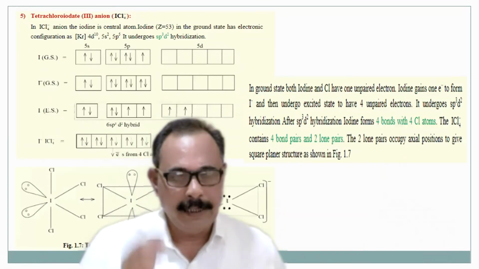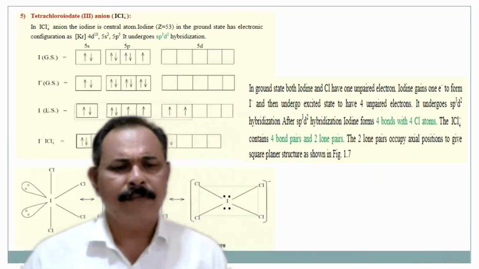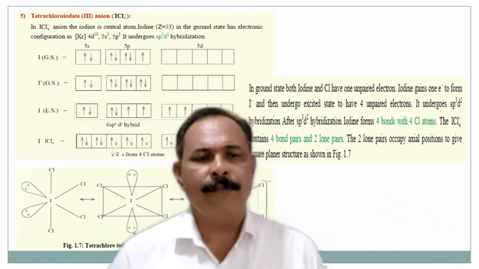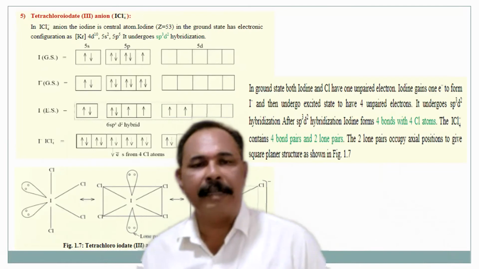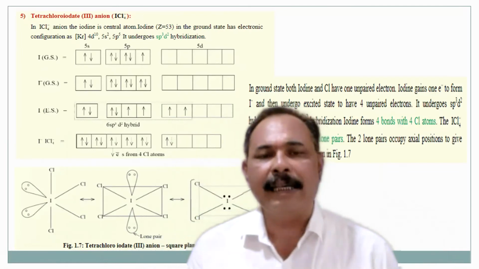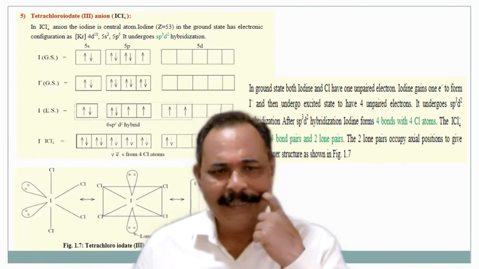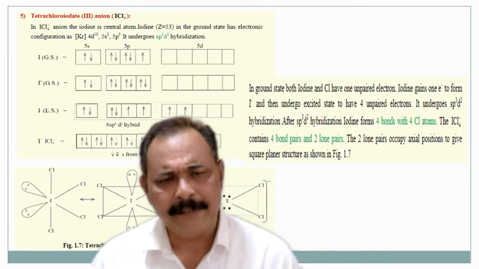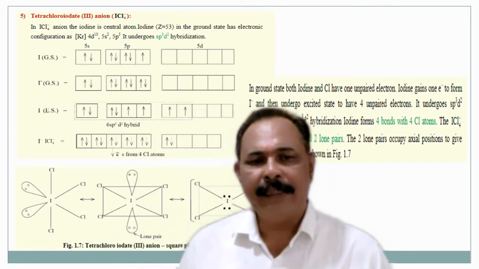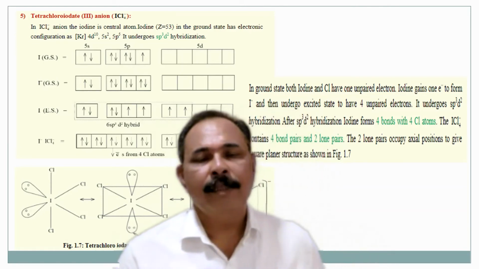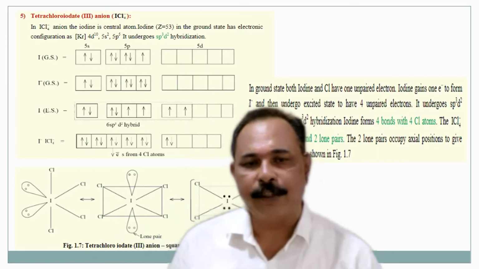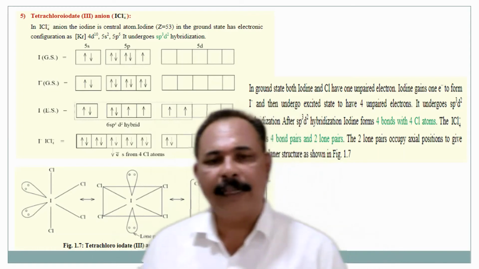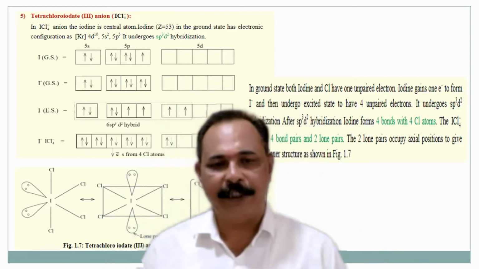Then the next is ICl4 minus, the tetrachloroiodide(III) ion. In the ICl4 minus anion, iodine is the central atom. Again, it has atomic number 53. In the ground state, it has the electronic configuration krypton 4d10 5s2 5p5, and it undergoes sp3d2 type of hybridization.